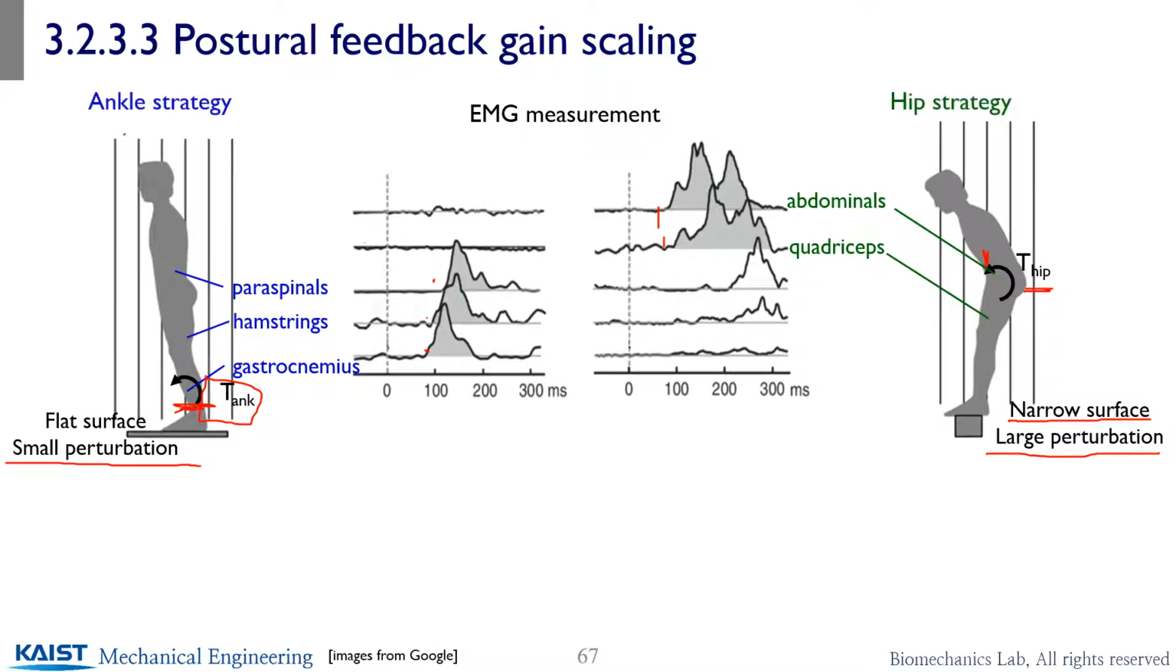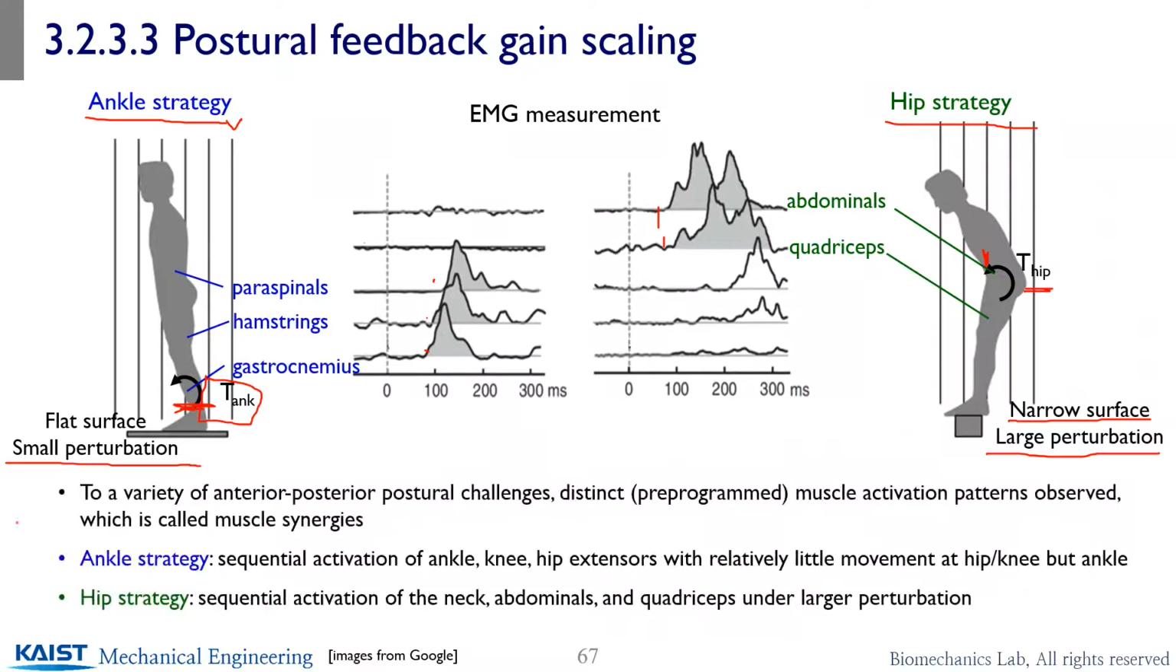So the researchers named them differently: this is the ankle strategy and this one is the hip strategy. They say that those distinct muscle activation patterns for the ankle and hip are stored in the beginning, and then depending on the perturbation profile, the appropriate one is selected and performed. Again, the ankle strategy is a sequential activation of the muscles from distal to proximal, and the hip strategy from proximal to distal.